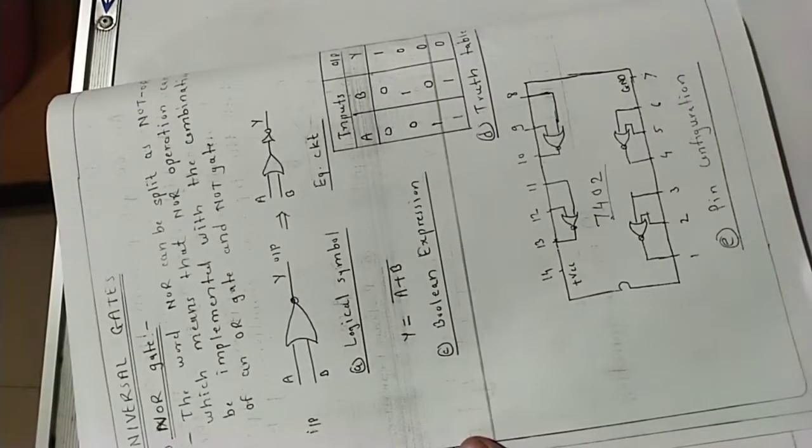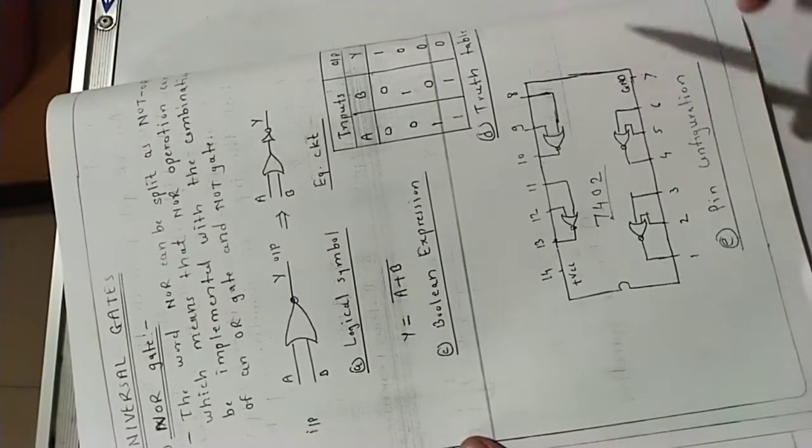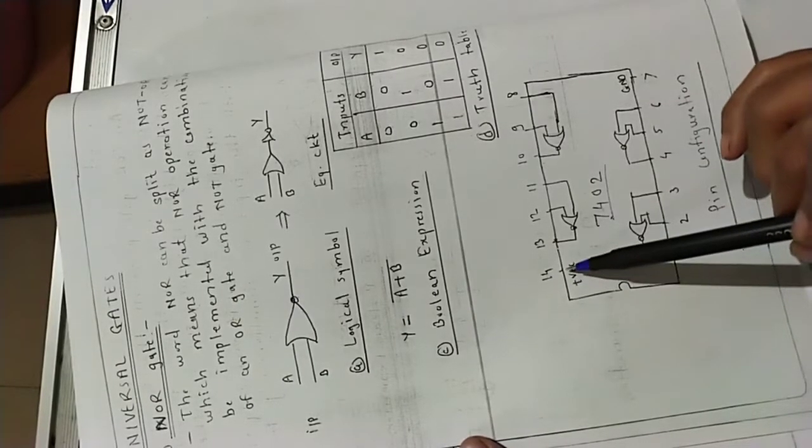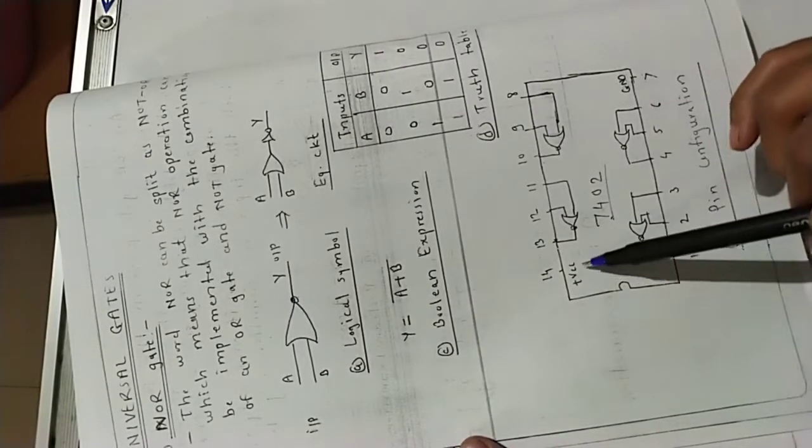And only in NOT gate there are 6 gates. Okay, and they may ask you what is the pin number 14. Pin number 14 is VCC. What is the pin number 7? Pin number 7 is ground.